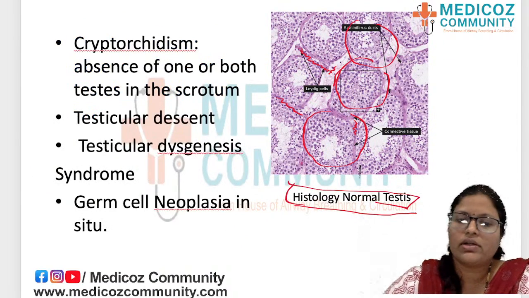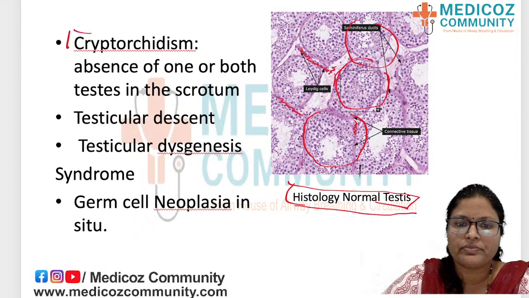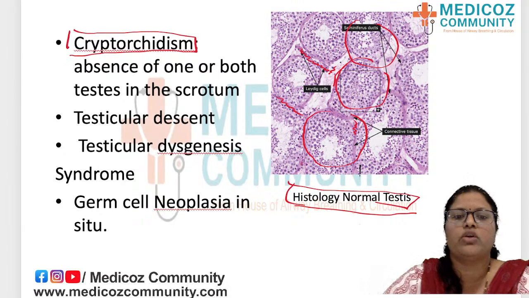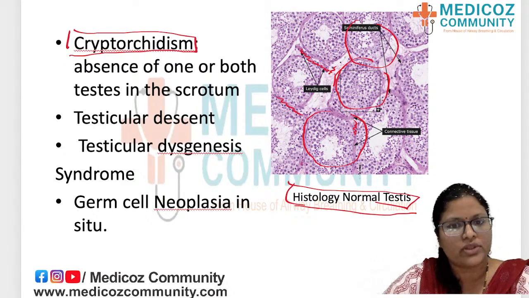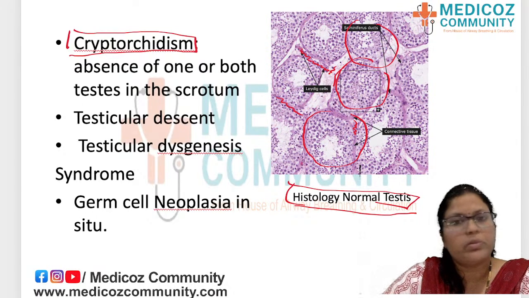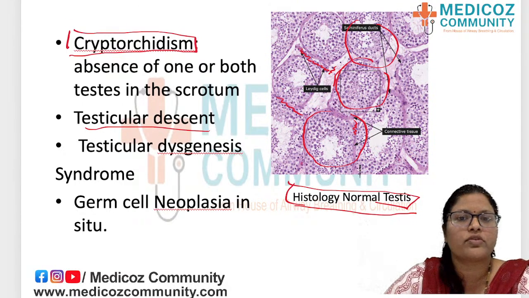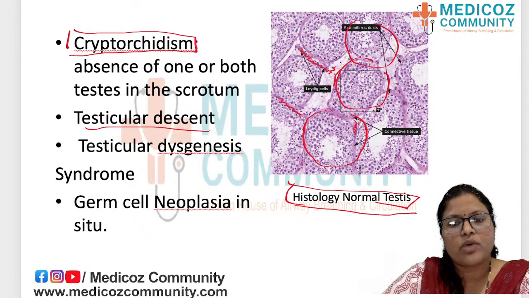So what were we discussing? This was a child with cryptorchidism. So what is cryptorchidism? All of you are aware. It is absence of one or both testes in the scrotum. Before you remember this, you should know what testicular descent is, the embryogenesis of the testis, and in what week of life development it occurs. What is the transabdominal route and what is the inguinoscrotal descent route. These two things you should know in your embryogenesis.